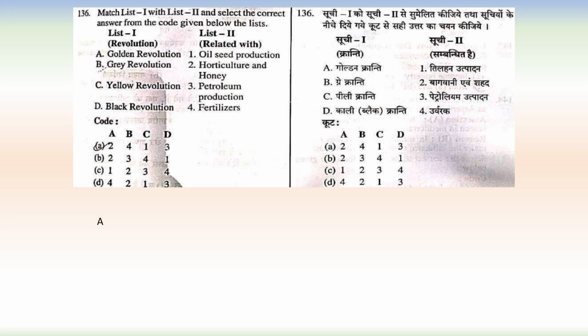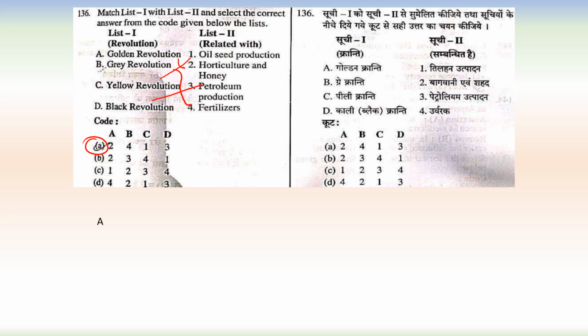Now we have to match list 1 with list 2. List 1 contains the revolution and list 2 is the related field. Golden revolution, if we see out of the given options, is related with horticulture and honey. Grey revolution is related with the fertilizers. Yellow revolution is related with oil seed production. Black revolution is related with the petroleum product. So hence option A is correct.